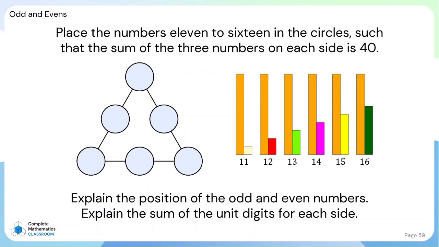Place the numbers 11 to 16 in the circles such that the sum of the three numbers on each side is 40. Can you explain the position of the odd and even numbers in your solution? And how might using Cuisenaire rods help you get to this solution and understand the structure of the problem more easily?